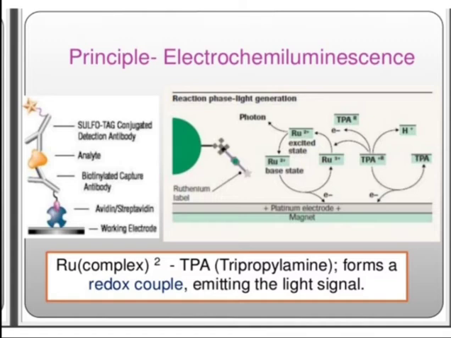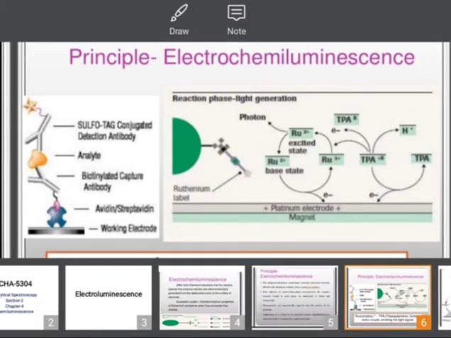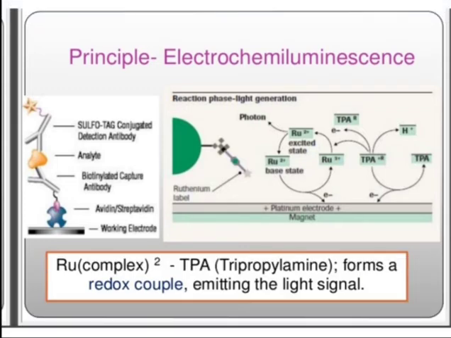Here, the ruthenium 2 plus, which is initially taken, loses one electron and there is a formation of ruthenium 3 plus. Again this ruthenium takes one electron and there is a formation of ruthenium 2 plus, and this one is the excited state. This is the ground state and this one is the excited state. When excited state ruthenium 2 plus comes to the ground state, there is emission of a photon, and this photon is the chemiluminescent photon.